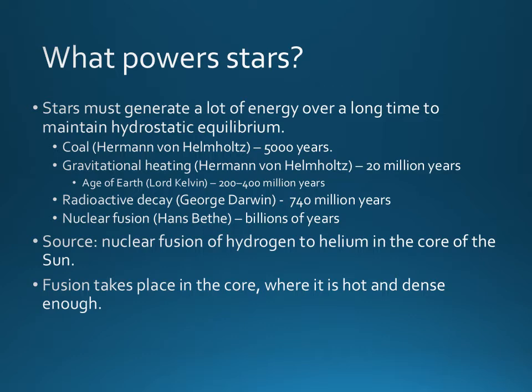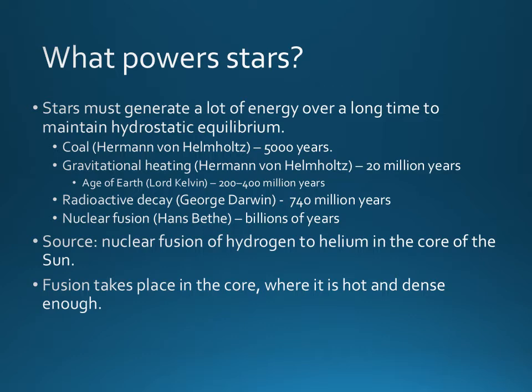Lord Kelvin calculated the cooling time of Earth based on gravitational contraction. He found an age between 200 million and 400 million years, older than the age of the Sun. In 1898, the Curies discovered radioactivity. In 1903 and 1904, George Darwin, grandson of Charles Darwin, found the age of the Sun was at least 750 million years. In 1920, spectroscopic analysis found the Sun is mainly composed of hydrogen.